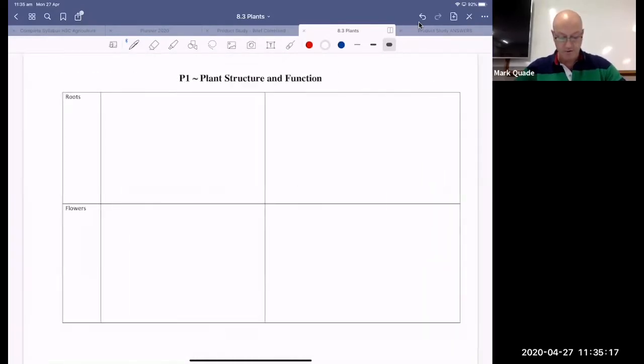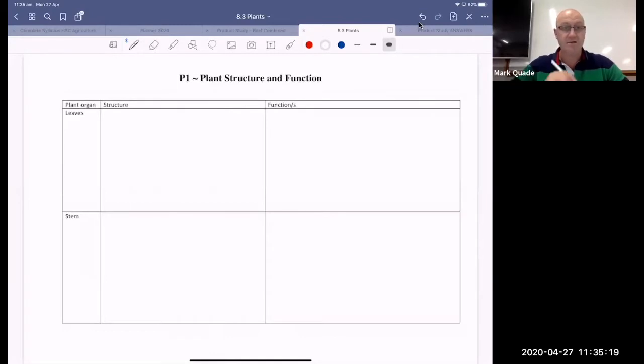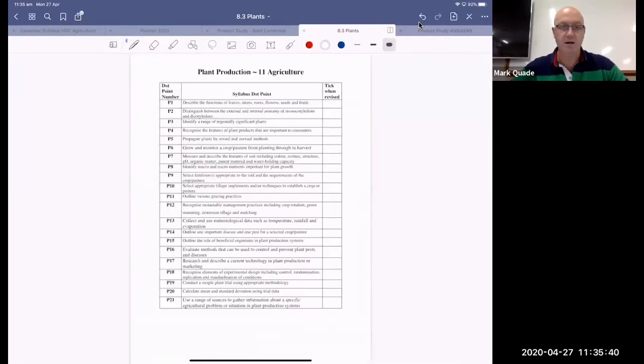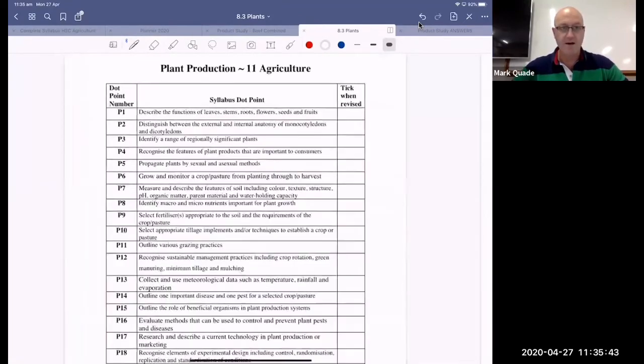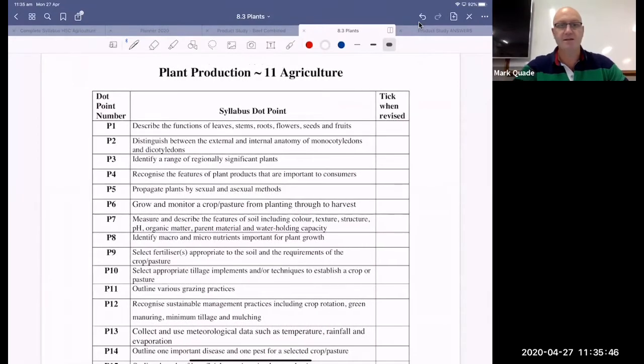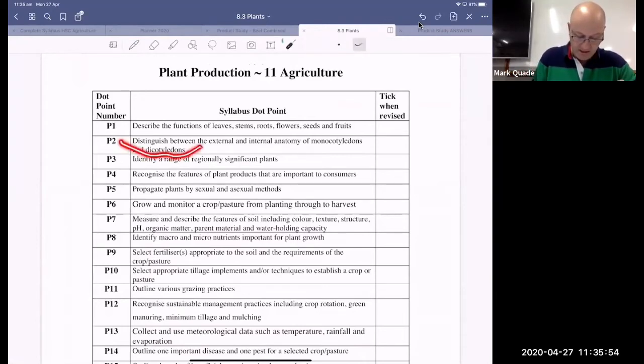What I want you to do is describe the structure. You might put a diagram here, and then the function. So what are the functions for the leaves? With your structure, a really good idea is to also put in the difference between a monocot and a dicot. As we have a look at our dot points, our second one here is distinguish the external and internal anatomy of monocots and dicots. So it is this one here.